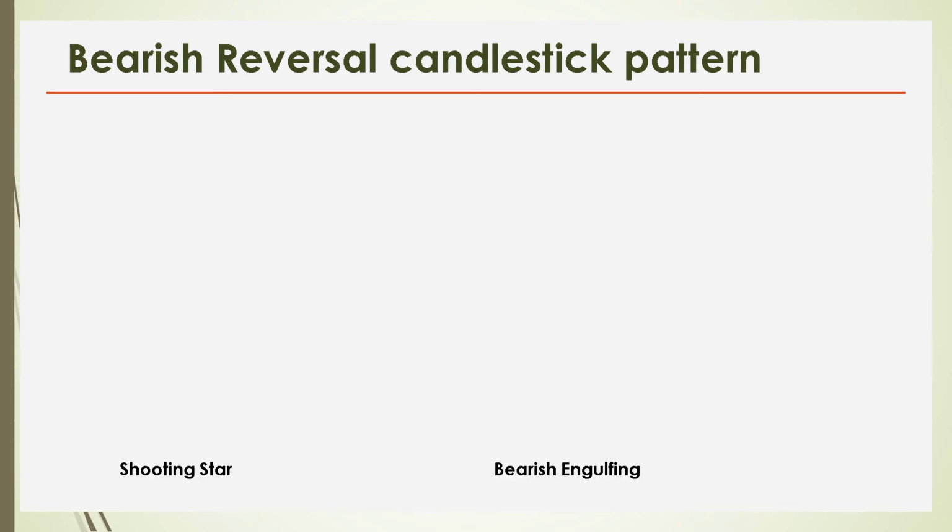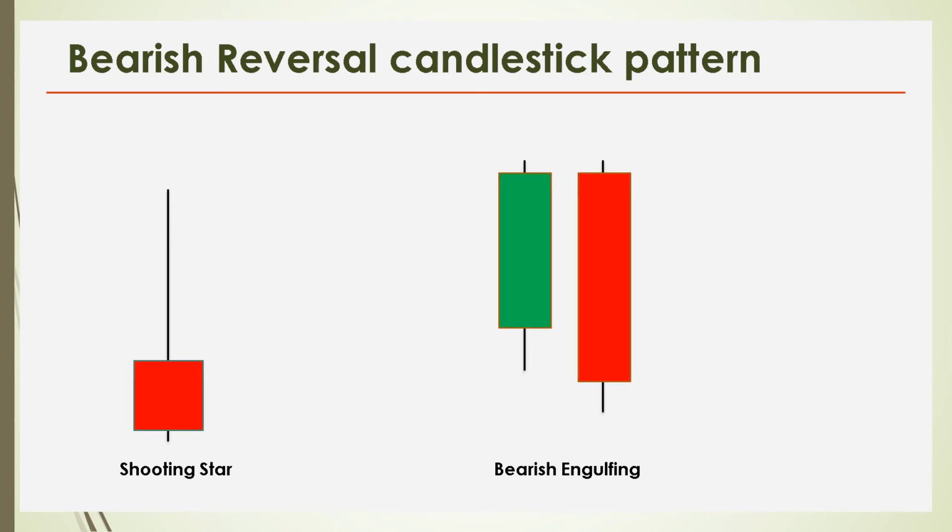The inverted hammer and shooting star also look identical. The only difference between them is whether you're in a downtrend or uptrend. An inverted hammer is a bullish reversal, a shooting star is a bearish reversal. Both candlesticks have petite little bodies, filled or hollow, long upper shadows, and small or absent lower shadows.